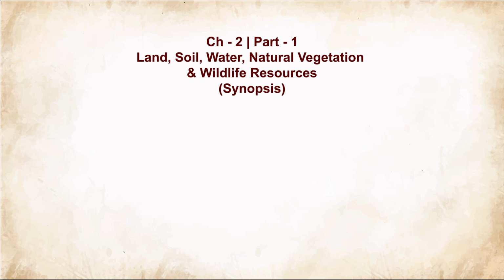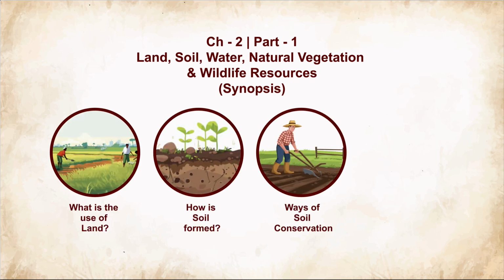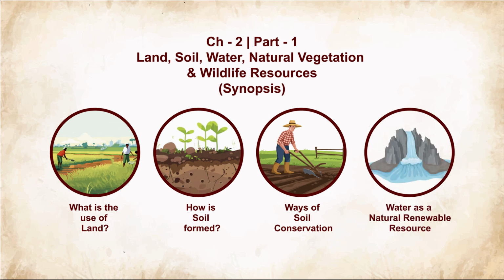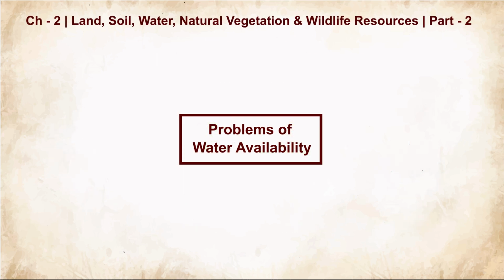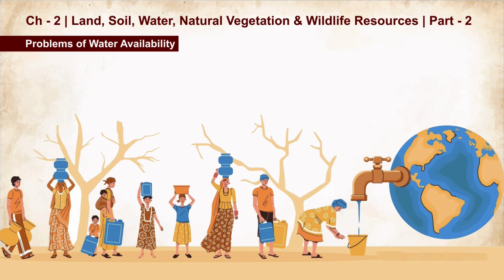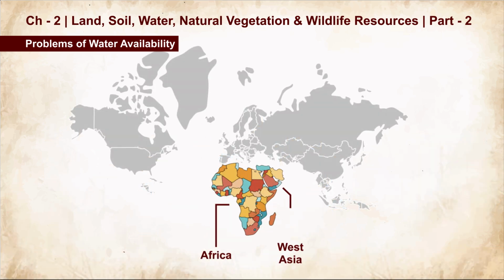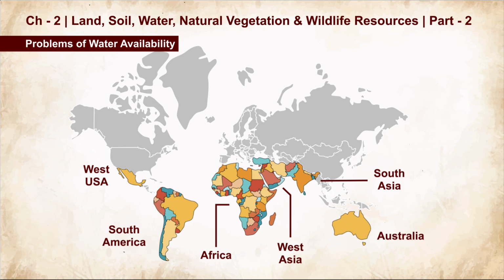In the last part we learned what is the use of land, how soil is formed, ways of soil conservation, and why water is a natural renewable resource. Problems of water availability. There is scarcity of water in many regions of the world. Most of Africa, West Asia, South Asia, parts of Western USA, Northwest Mexico, parts of South America, and the Australian continent are facing shortages in fresh water supply.